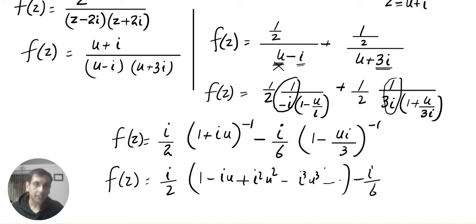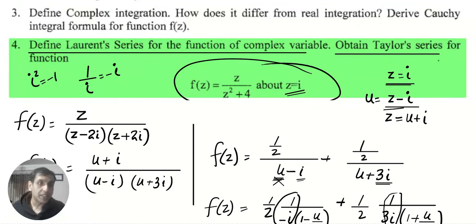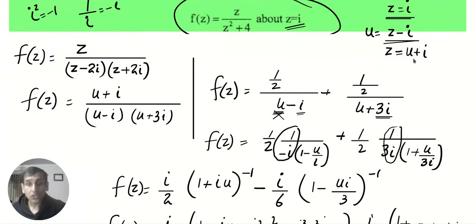minus i by 6 into 1 plus etc. Now don't forget, you have to replace u with z minus i. Also remember, i squared is minus 1, i cube is minus i, etc.